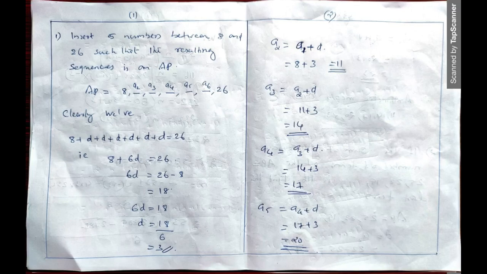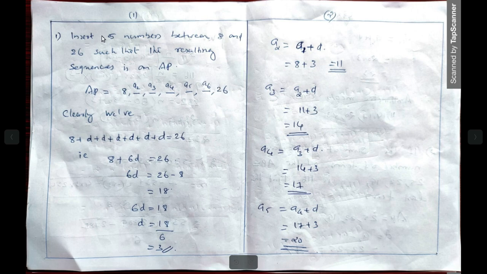Okay, welcome back to arithmetic progressions. Here an AP, arithmetic progression, is given with the first term 8 and the last term 26. In between 8 and 26 there are several spaces for different values A2, A3, A4, A5 and A6. These are arithmetic means between 8 and 26. So we have to find the 5 arithmetic means between 8 and 26.